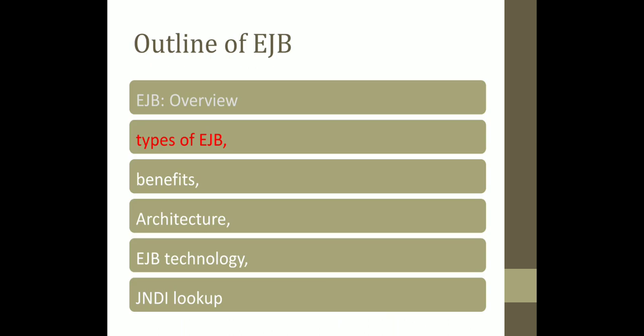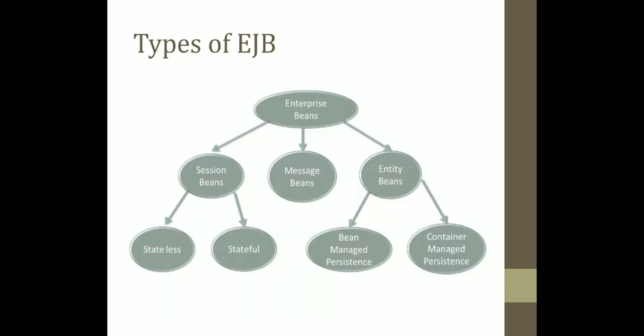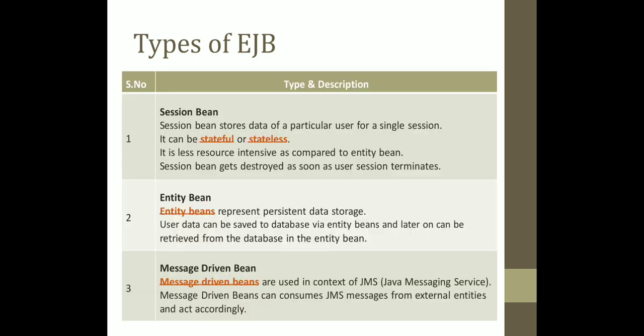Now, based upon these features, there are some types of EJB that we are going to see. The figure shows the types undertaken by EJB components, that are session beans, message beans, and entity beans. In that, session beans again have two types, stateless and stateful, and entity beans are again divided into bean managed persistent and container managed persistent. So we'll see these types one by one.